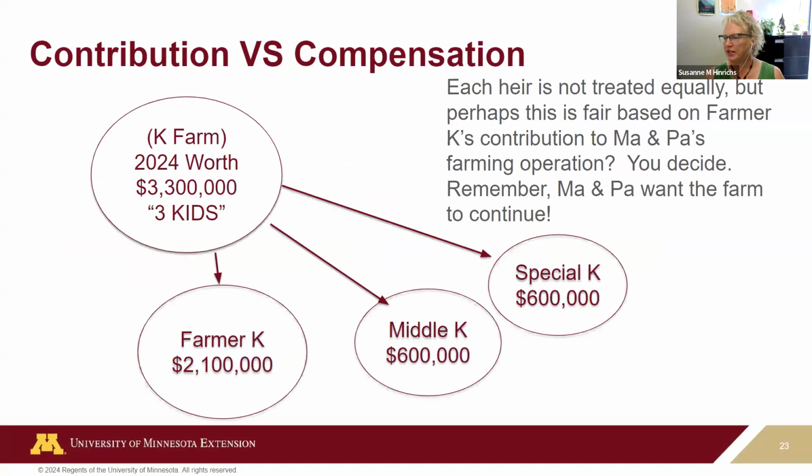So here it is kind of laid out in a different example, or at least a different diagram. Here it shows that special and middle at that 600,000, and Farmer K with his valuation of the farm plus his inheritance.